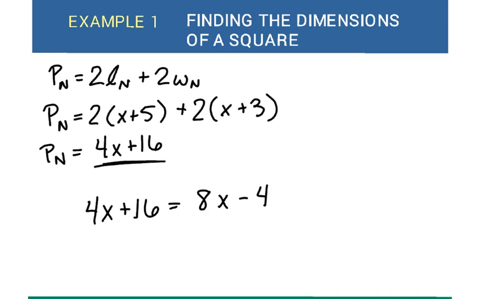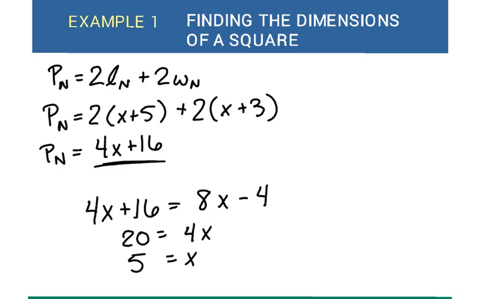And there we have our equation finally. This is the equation that we're going to be using and solving for x. And then we're going to figure out what the dimensions are of this original rectangle. Let's solve. So subtracting 4x and adding 4 to both sides, here's what we end up with. And so our x is equal to 5.